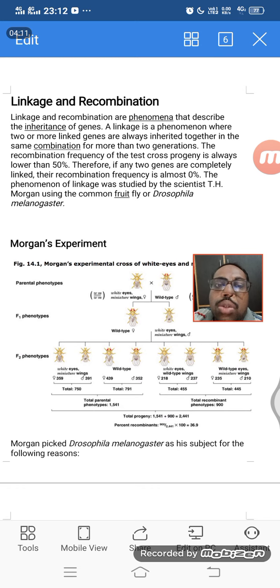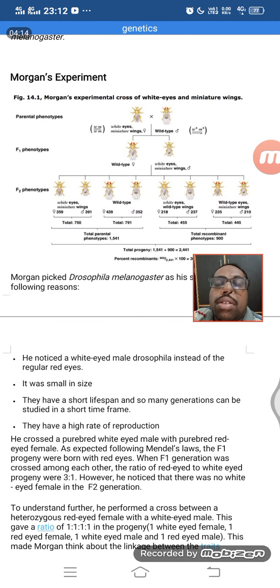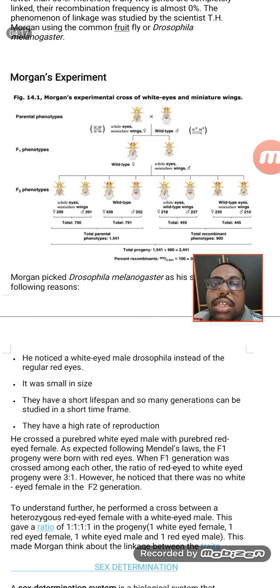For that he used this experiment, another version of which is given here from the textbook. He took a parental female with white eyes and miniature wings, and a male of the wild type. When he crossed some of them, he got recombinants. So he said that.